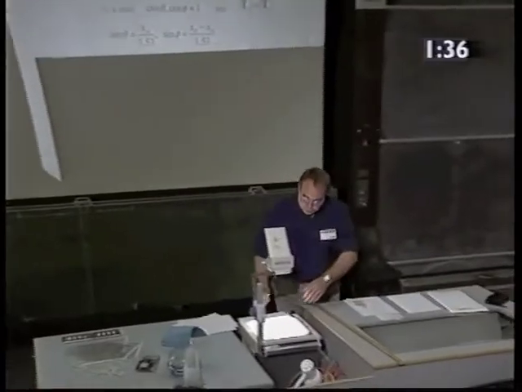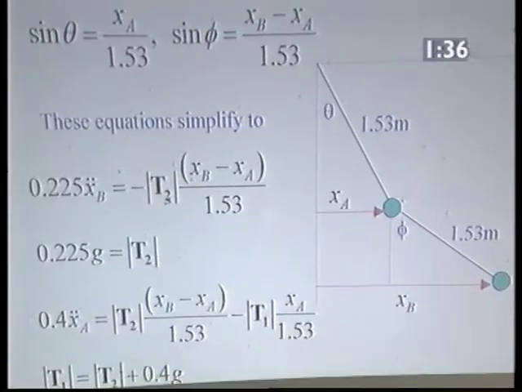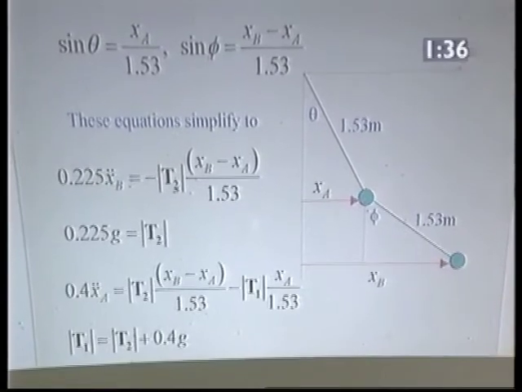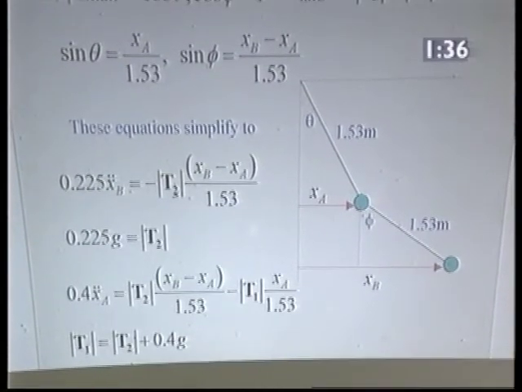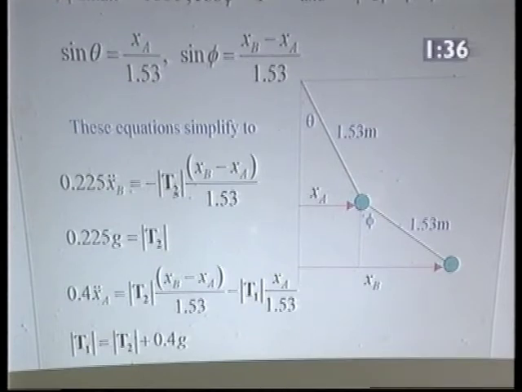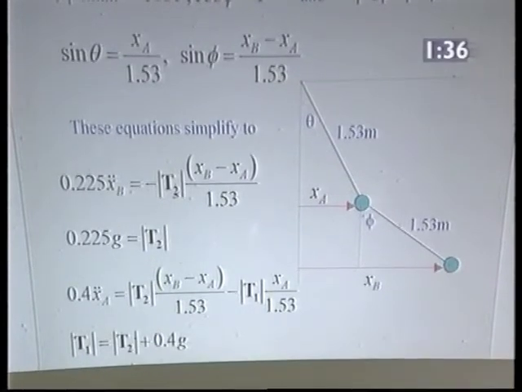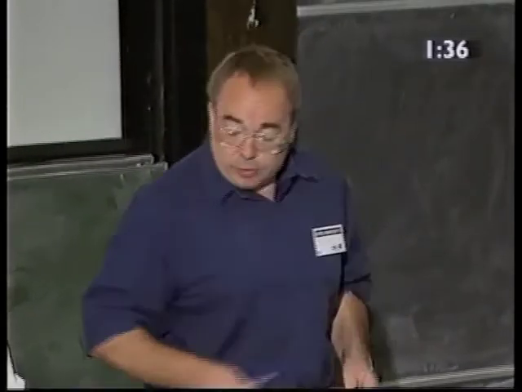So we can now introduce those into the problem. And so we can replace the sine phi in the top equation by XB minus XA over 1.53. Cos phi is 1. Sine theta is XA over 1.53. And these two cosines are 1. So we've simplified the equations considerably there. And that's, again, the mechanics over with. These equations will determine the motion of the system.